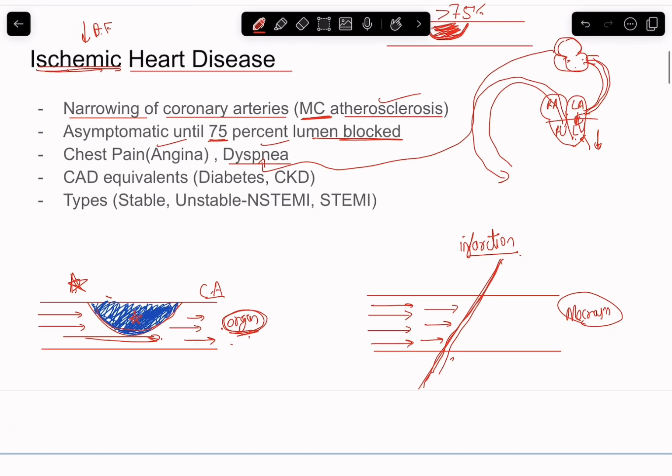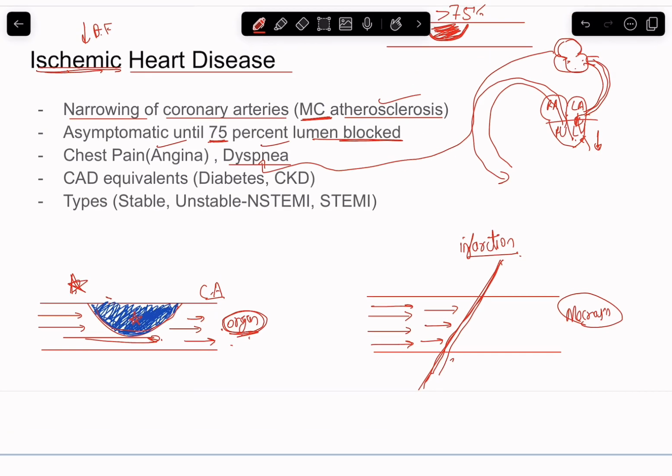So now let's see what are the coronary artery disease equivalents. So what this means is that if you have two patients that come to you in your clinic, and one of them has a noted coronary artery disease, and one of them has either diabetes or chronic kidney disease, the chances of them developing ischemic heart disease over their lifespan would be the same. So this is important, that coronary artery disease equivalents are diabetes and chronic kidney disease. So all of them have the same level of risk of developing ischemic heart disease.